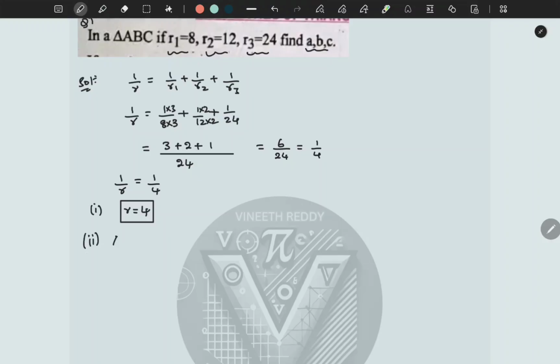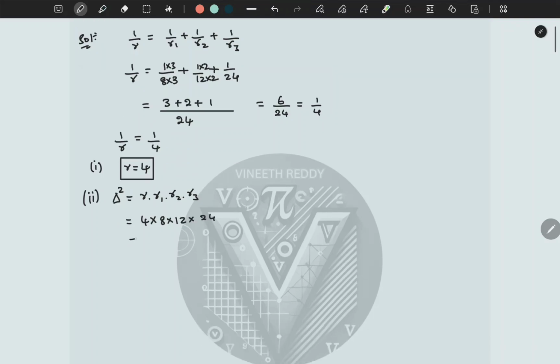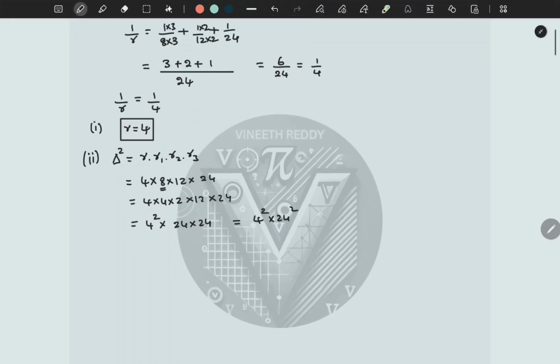Now step 2 is we will use this formula, that is delta square is equal to R, R1, R2, R3. The dot means multiplication, R into R1 into R2 into R3. So R is equal to 4 and R1 is 8 and R2 is 12 and R3 is 24, right? So we'll do one thing. We will write 8 as 4 into 2. So we will be writing this as 4 square, 4 into 4 is 4 square. 12 into 2 is 24. So we basically have 4 square into 24 square.